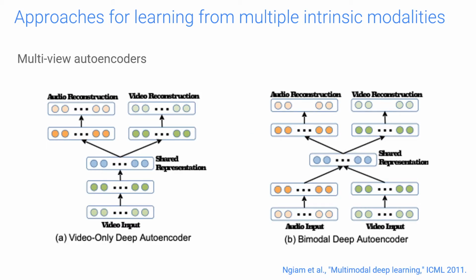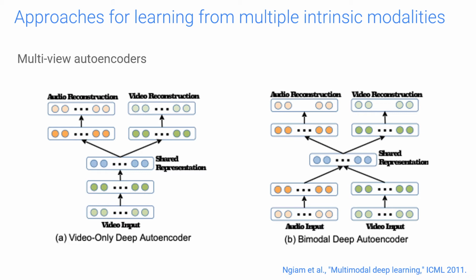One approach in this category is multi-view autoencoders, and this is based on a paper from 2011 on multimodal deep learning, where the idea is that the network takes as input one modality, say the video input, and encodes that input into a representation. And then the decoder reconstructs both of the modalities. So the learned representation should include information that is needed to represent both of the modalities.